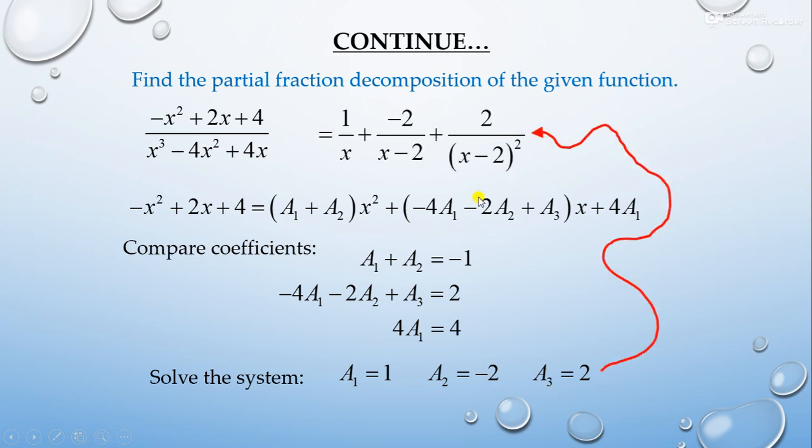So now put these values in our expected expression, that is 1 upon x minus 2 upon x minus 2 plus 2 upon (x minus 2) whole square. So this will be the partial fraction decomposition of the given expression. Clear how to do this?